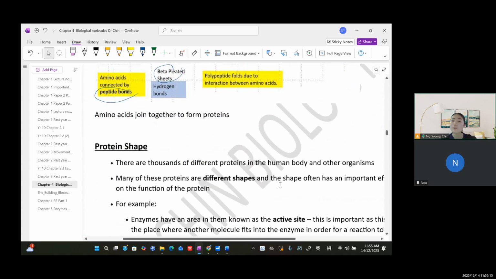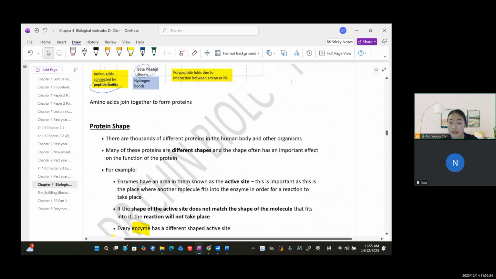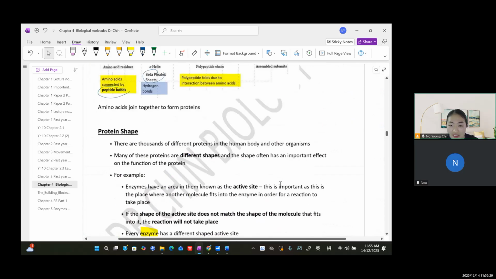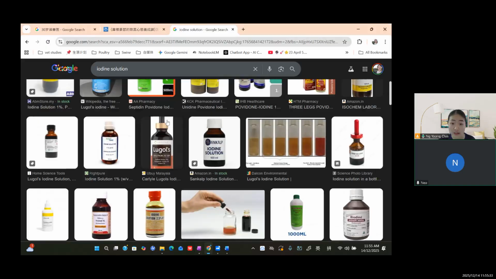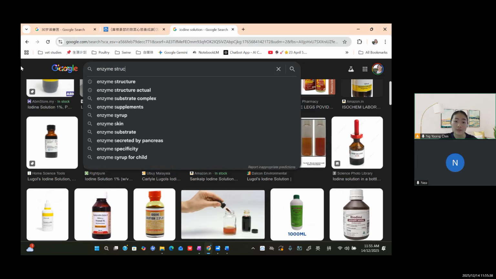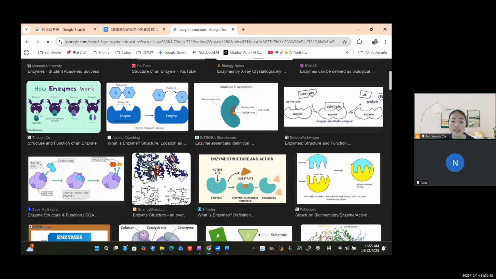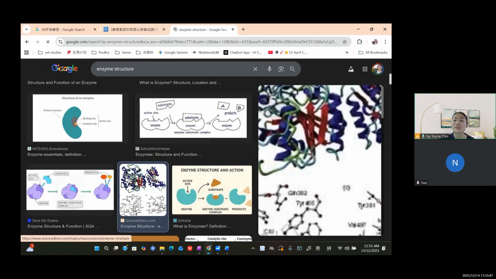Okay, so for the protein itself, the shape and the structure is very important. Why is the protein shape very important? It's because the shape of proteins will determine their functions. Do you agree with me? Yeah. Okay, let me show the actual protein structures. They are like in this way. Okay, here it is. This is the actual enzyme structure. Can you see it?